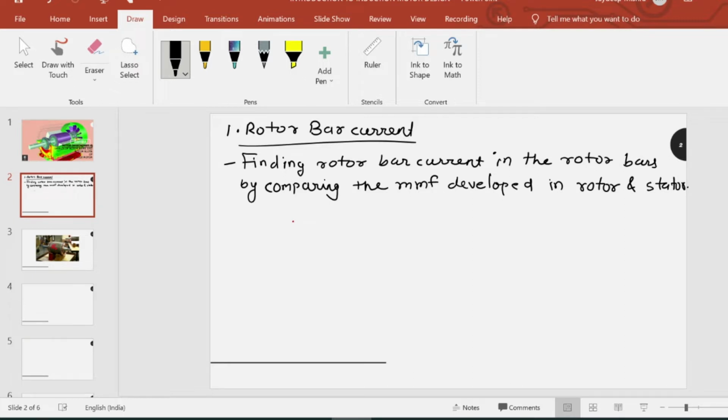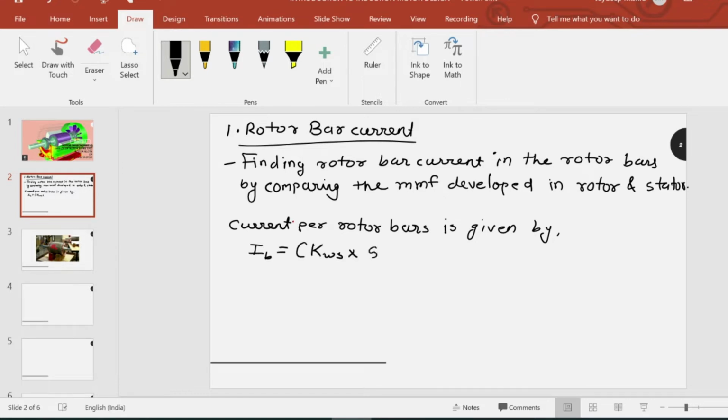If we compare the MMF developed in rotor and stator, then the current per rotor bar is given by IB, denoted as IB equals KWS multiplied by SS multiplied by Z dash S multiplied by I dash R, divided by KWR multiplied by SR multiplied by Z dash R.